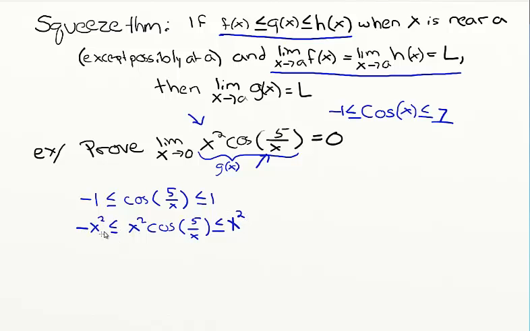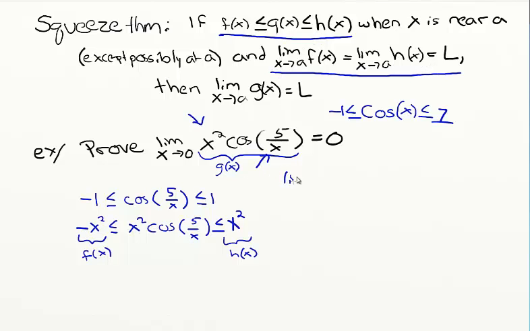Okay, so now we can call negative x squared our f of x, and we can call x squared our h of x, and we have two functions that are bounding our middle function g of x. Well, that's our first condition that we need for the squeeze theorem. That's really good. So now we have to check and see if they satisfy the next one.